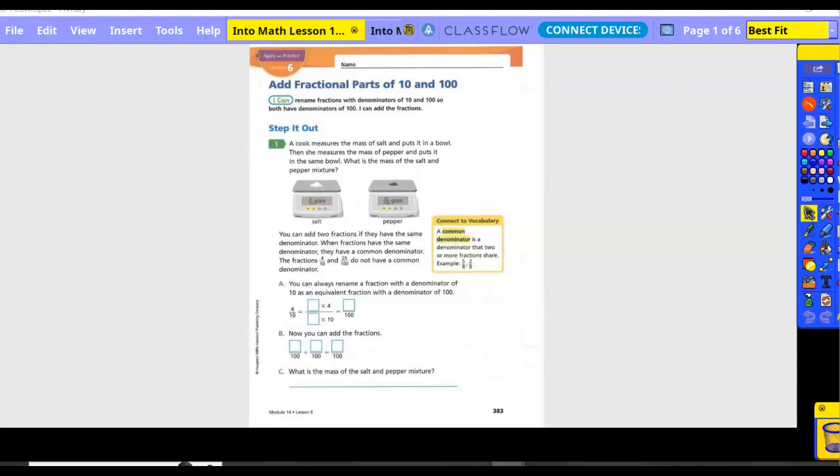Fourth grade math lesson. 14.6. Add fractional parts of 10 and 100. I can rename fractions with denominators of 10 and 100, so both have denominators of 100. I can add the fractions.